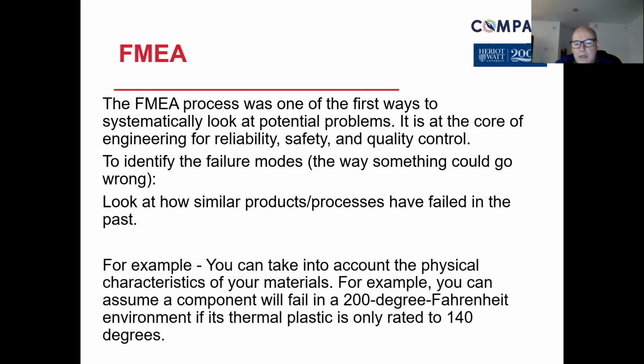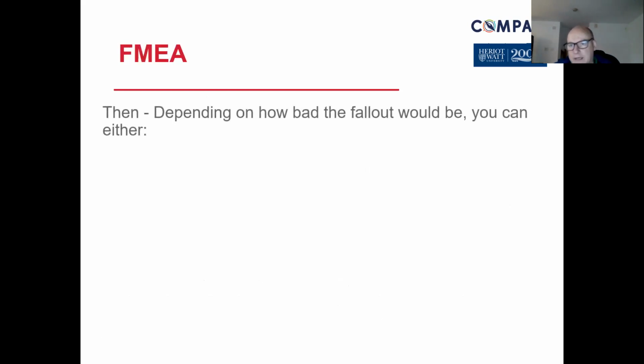To give an example, the physical characteristics of materials: you could assume a component will be fine at 200°F, but the information says that from a thermal plasticity point of view, it's only rated to 140. So if you're going to put that material in an environment where temperatures could increase to 200, then there's a potential failure. Take account of that, look at the characteristics of that material and ask, is it the best one for that job in that environment?